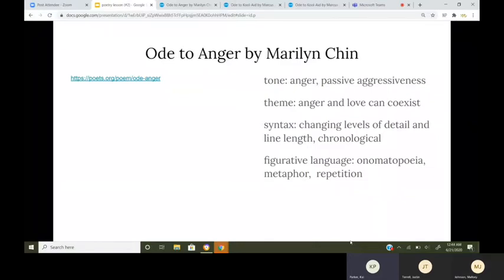Syntax, there are changing levels of detail and line length. So some lines at the very beginning are short and some are longer. And also the poem follows a sort of chronological order where you can see the author's train of thought. And finally, for figurative language, you saw onomatopoeia, metaphor, repetition, and imagery, a lot of descriptive language.